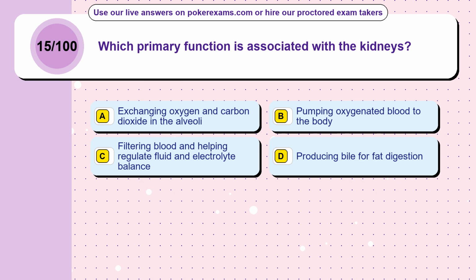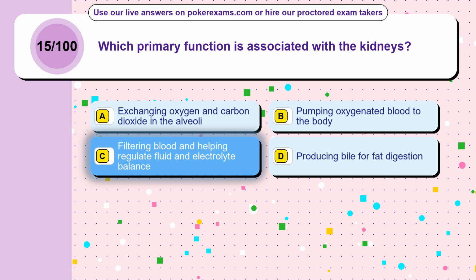Question 15. Which primary function is associated with the kidneys? Option A, exchanging oxygen and carbon dioxide in the alveoli. Option B, pumping oxygenated blood to the body. Option C, filtering blood and helping regulate fluid and electrolyte balance. Option D, producing bile for fat digestion.